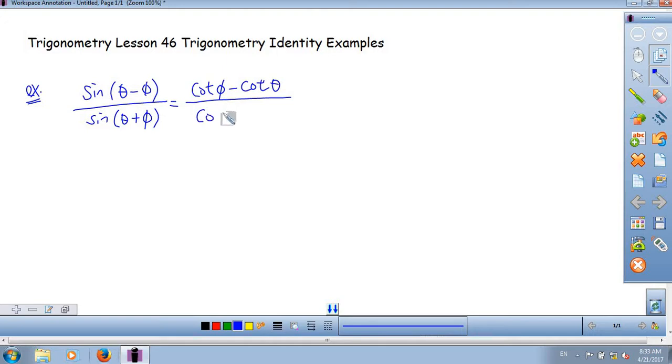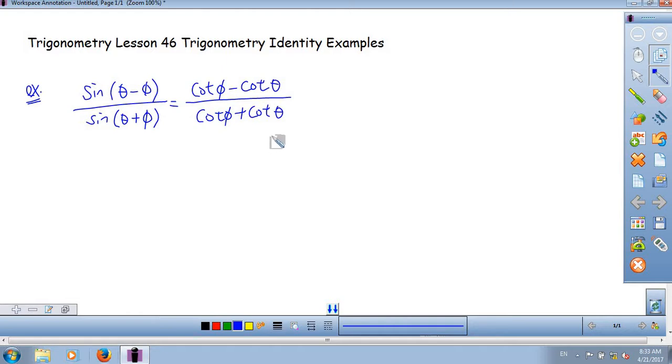Alright, so this is an identity. Okay, it's not just an equation, but it's an identity here, and we want to show that this left hand side is equal to the right hand side, that this is true. We know it is true. Okay, right, so it says sine of theta minus phi divided by sine of theta plus phi is equal to cotangent phi minus cotangent theta divided by cotangent phi plus cotangent theta.